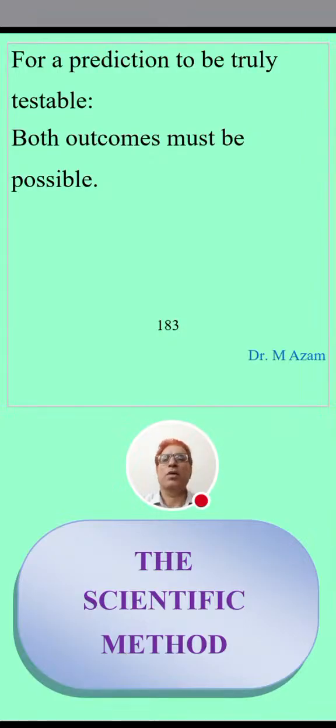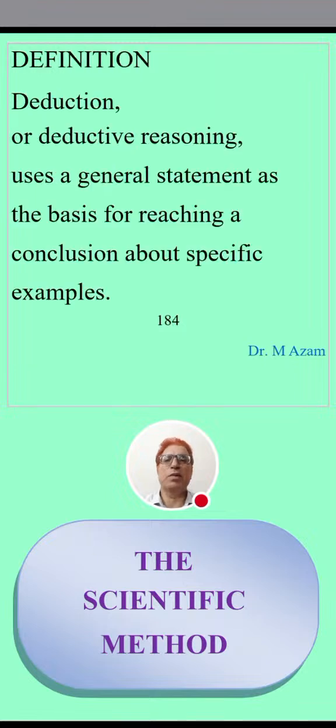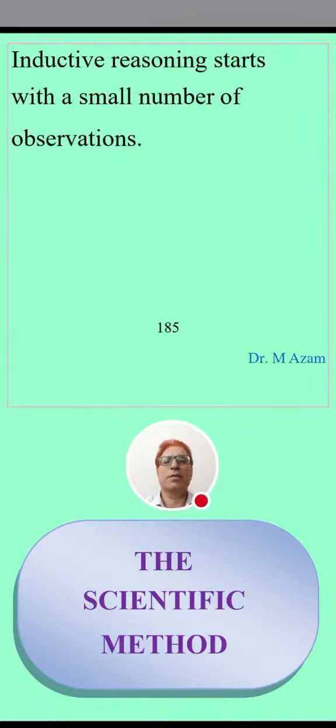For a prediction to be truly testable, both outcomes must be possible. Definition of deduction: deduction, or deductive reasoning, uses a general statement as the basis for reaching a conclusion about specific examples. It is deduction.